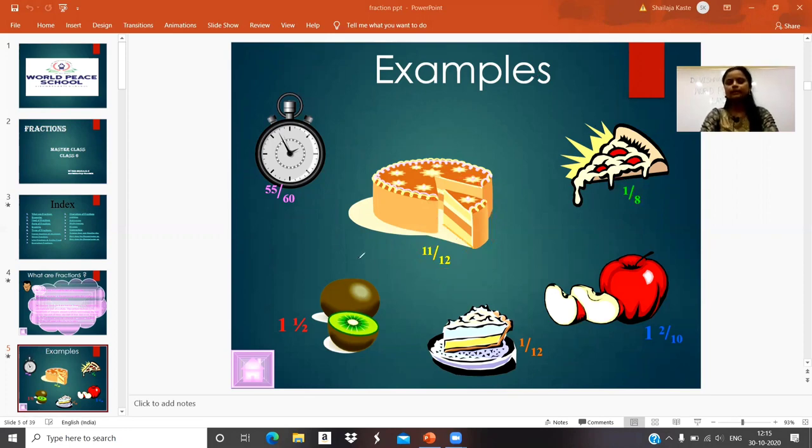You can see here the picture of a kiwi. You know the fruit kiwi. This is the complete kiwi; we have not made any parts of it. And here is the half part of the kiwi. So in total there is one complete kiwi and one half part of a kiwi. Together we can say this is 1 and 1 by 2 of the kiwi.